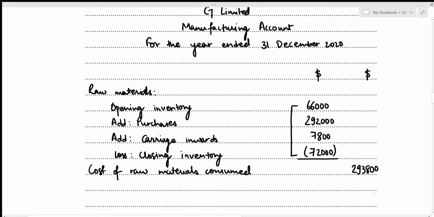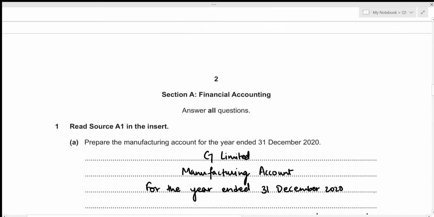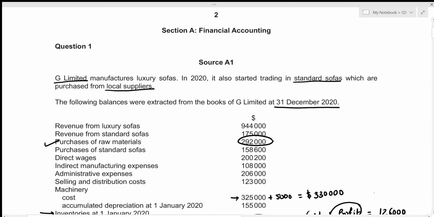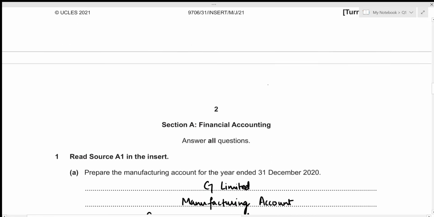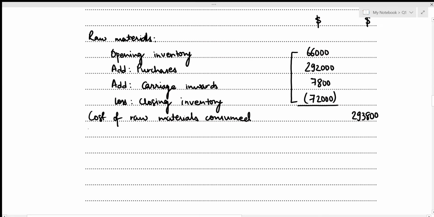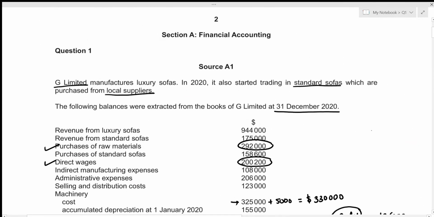Okay, so now we again need to add other direct costs associated with our factory. So let's have a look at the above information. We are given direct wages, so that's a direct cost, right? And it amounted to 200,200. So let's include that. Direct wages amounted to 200,200.